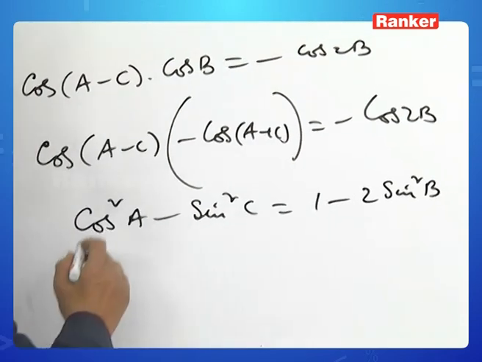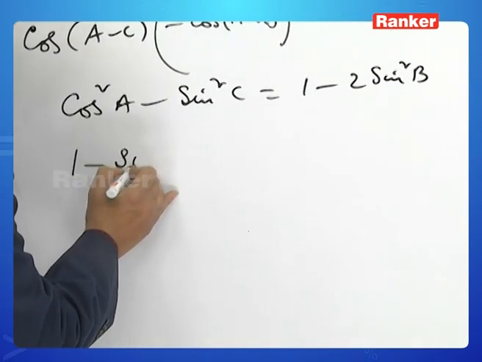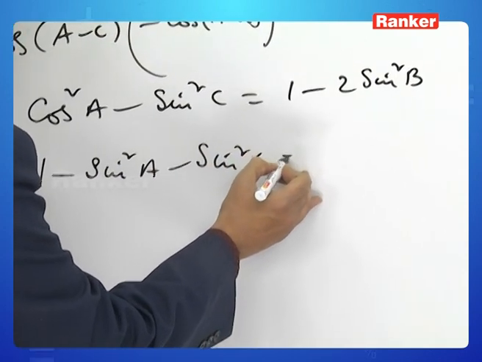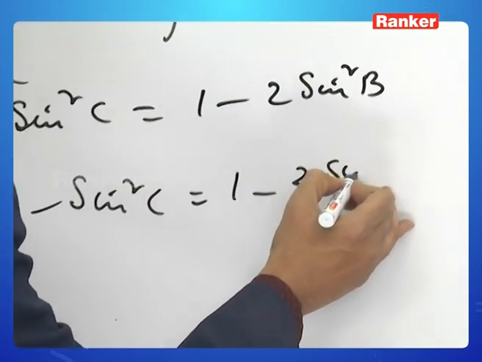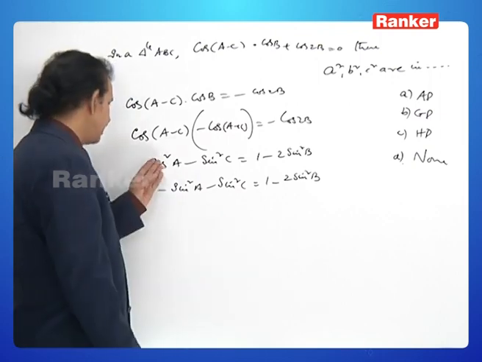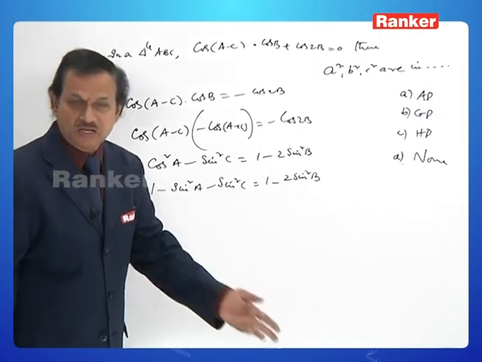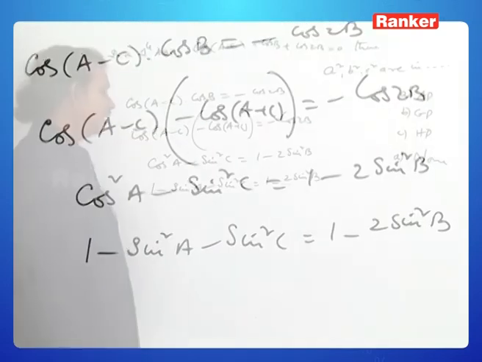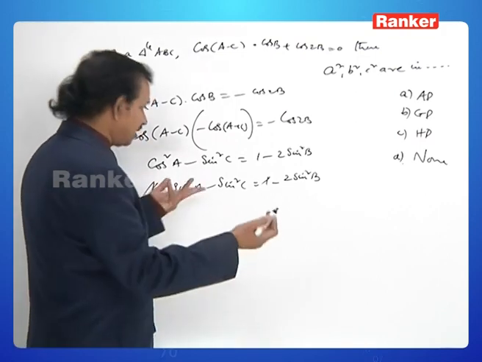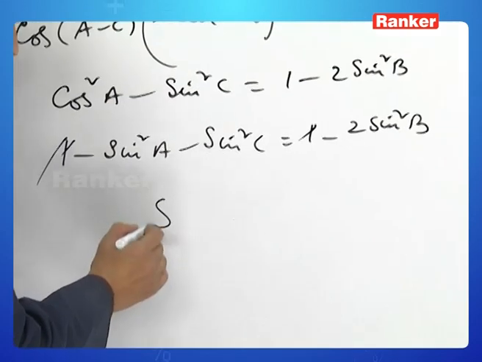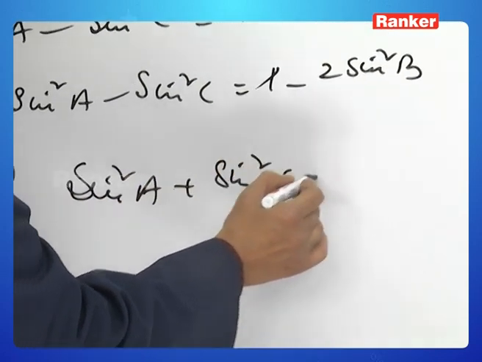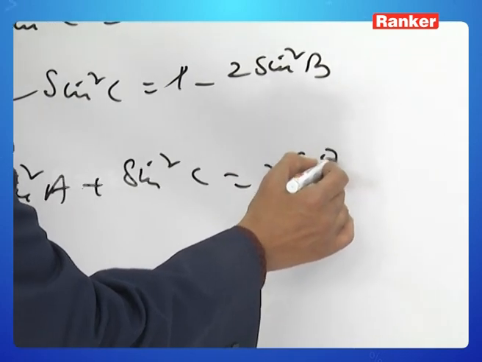Okay. Again, what is cos square A? 1 minus sine square A minus sine square C is equal to 1 minus 2 sine square B. Am I correct? In the place of cos square A, I have written 1 minus sine square A. That's all. Well, this 1 can be cancelled, of course. Negative sign can also be cancelled, so that you have sine square A plus sine square C is equal to 2 sine square B, isn't it?